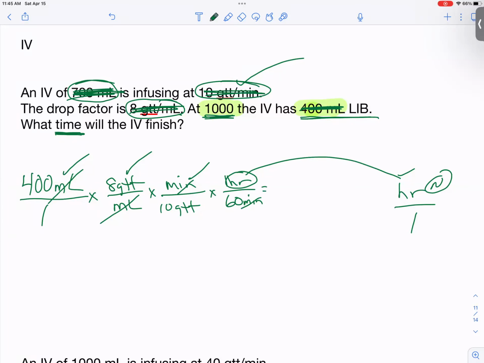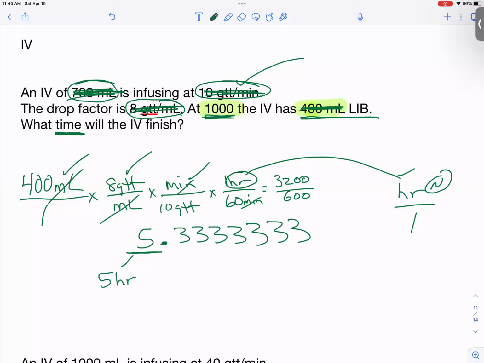When I multiply across the top, I get 3,200 over 600. And when I divide 600 into 3,200, it will give me 5.3333333. It'll keep going. Now, this is the error that everybody keeps making. You guys end up rounding it to 5.3. That's wrong. All right. What does the 5 represent before the decimal?